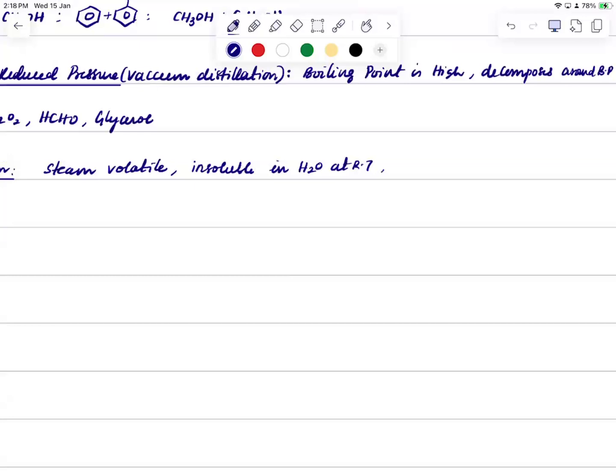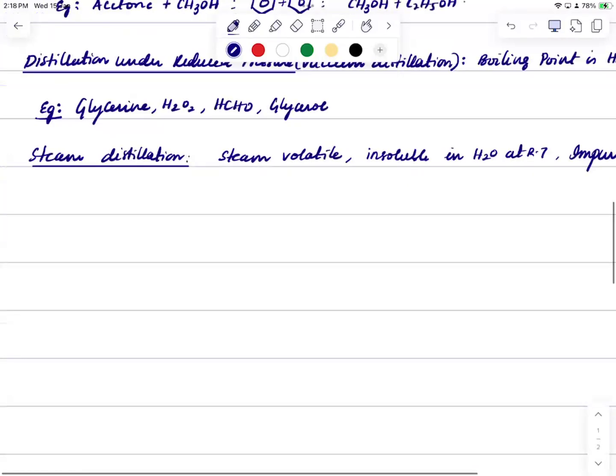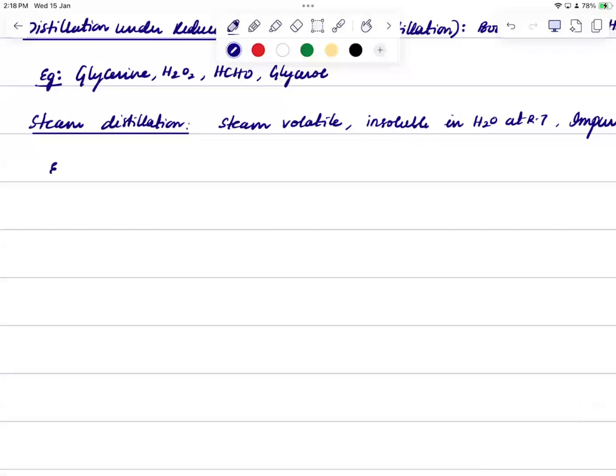Right. And impurities must be non-volatile. If these conditions are met, then steam distillation can be done. Okay. Lot of examples here, guys. Aniline, if you have to separate aniline from other sand-like impurities, correct?